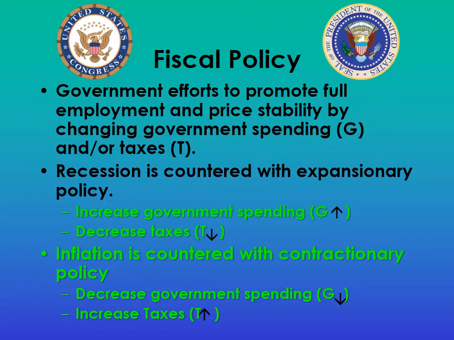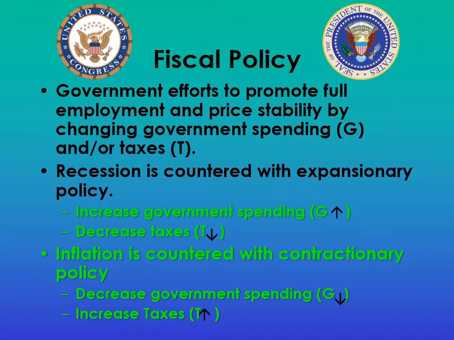If we're in a contraction, obviously we need to increase the growth of our GDP, and so that's why we would increase government spending, because we know government spending is one of the components of GDP, and we'll decrease taxes, because decreasing taxes will help increase more business investment and especially consumption. That's a big deal.